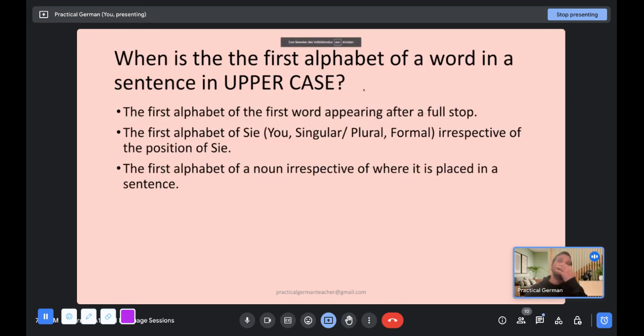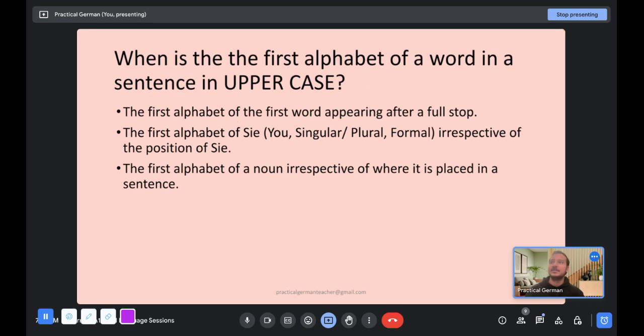Let's talk about something that is important when you are writing. In English, the alphabet I is always capital, right? If I want to say "I eat", whether I is after a comma or after a full stop, it will always be capital. So this is one rule. In German, there are also some similar rules. For example, when is the first alphabet of a word in a sentence in uppercase? The first alphabet of the first word appearing after a full stop. This is obvious, right? Every word which starts after a full stop, or the first word of the paragraph, that word will always start in uppercase.